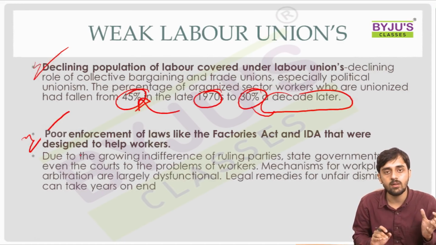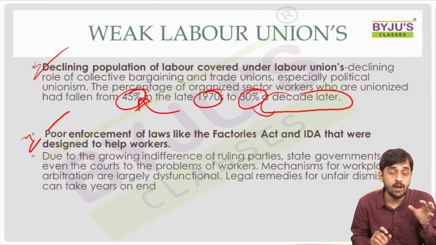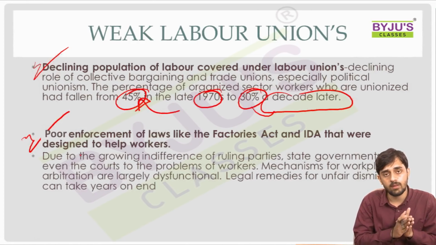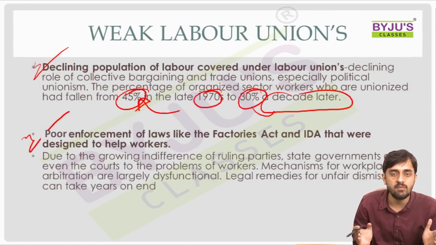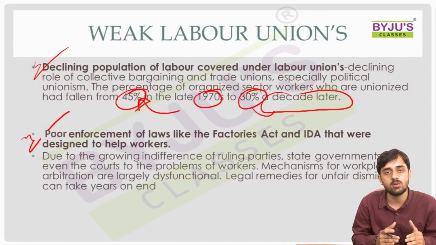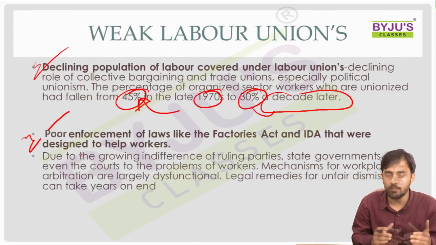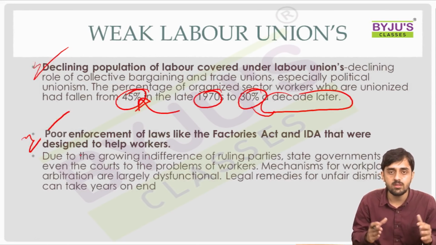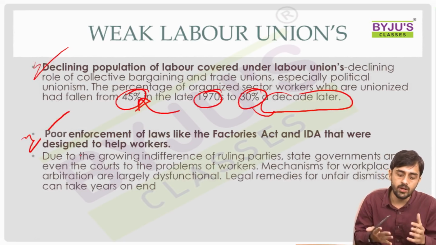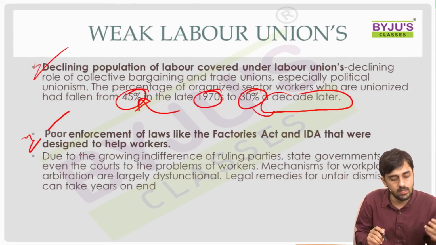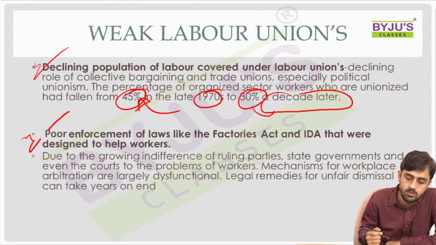So the multiplication of laws breeds corruption and harasses business houses, mostly small ones. On the other hand, the poor enforceability of the labor laws does not help the workers either, because, for example, the number of labor inspectors is very small, and most of the labor commissions in states are understaffed. This has happened due to the growing indifference of the ruling parties, state governments, and even the courts to the problems of the workers.